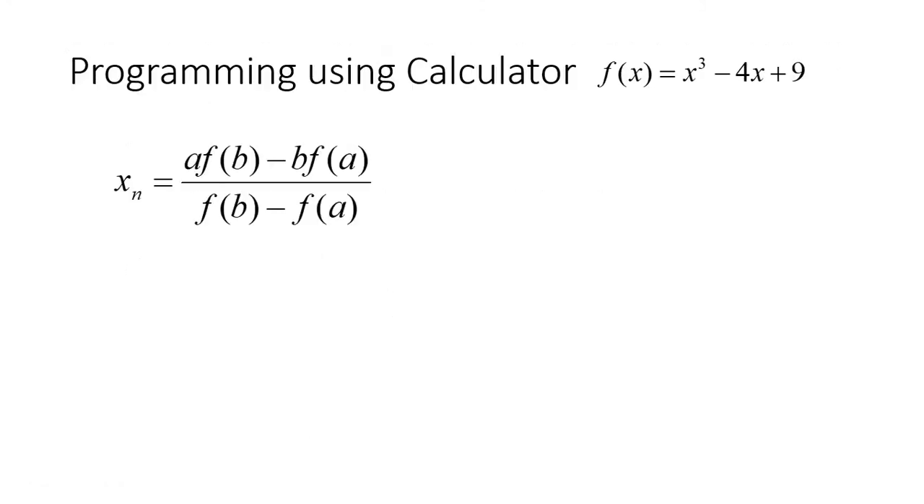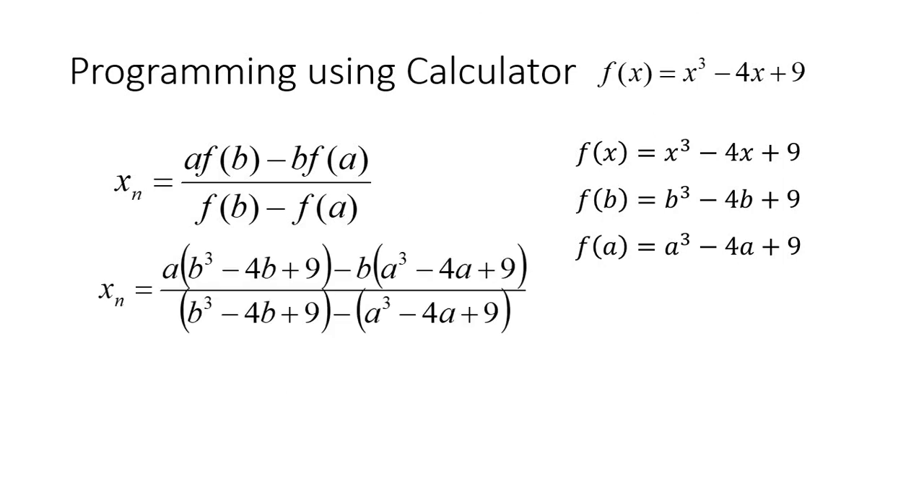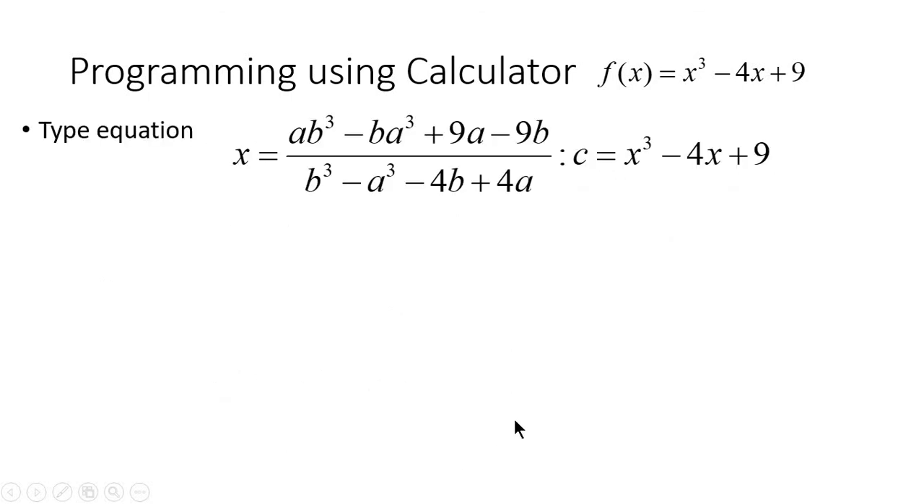So to type the equation, we need the iteration formula. We have our function, find f of b, find f of a. Substitute these in your formula and then simplify further. Now this is the simplest equation we get. Now we have to type the equation x equal to formula colon c equal to f of x.